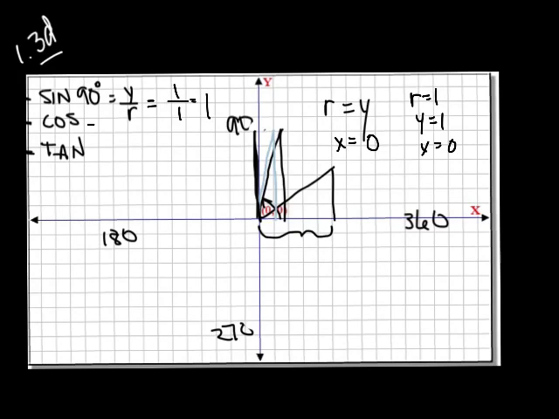Let's look at my cosine. My cosine is x over r. What did I say my x is? My x is 0. So this is going to be 0 over 1. So my cosine of 90 degrees is going to be 0.